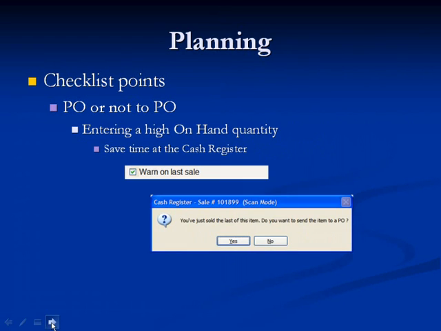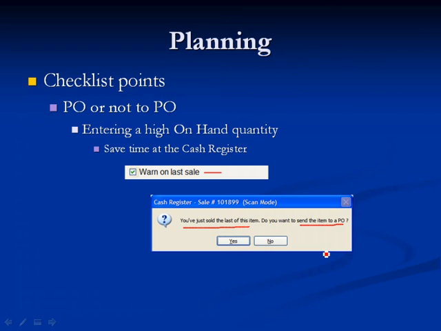Well, in Anthology, you have the option at the cash register to warn on last sale. This is what it looks like in the options table. When you do that at the cash register, when you've sold the last item, the cashier gets a message that says, "You've just sold the last of this item. Do you want to send it to a purchase order?" This is a great tool to use. Booksellers love this for book items.